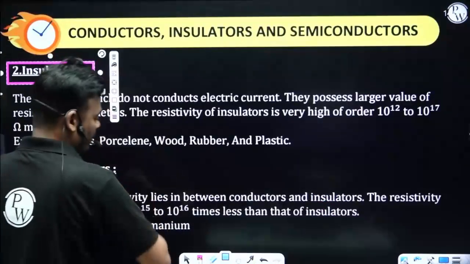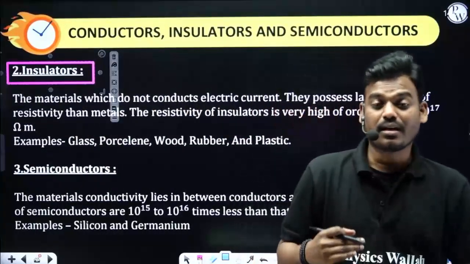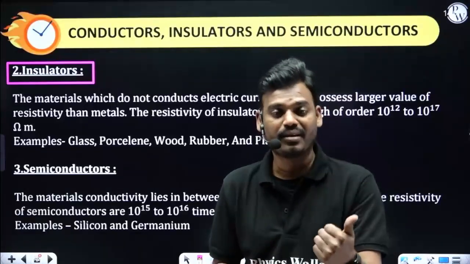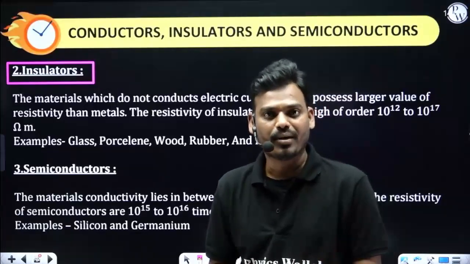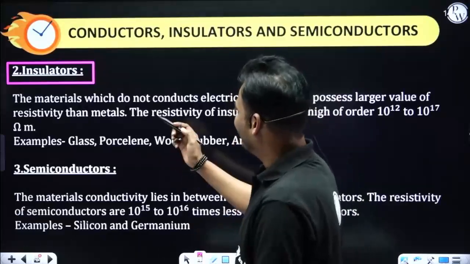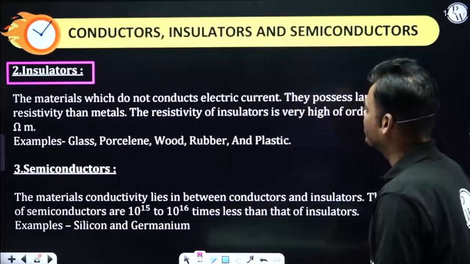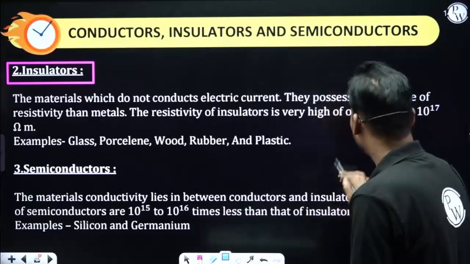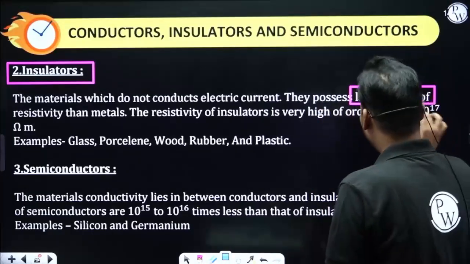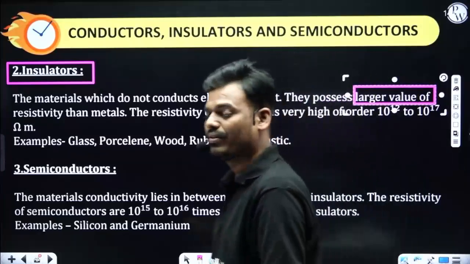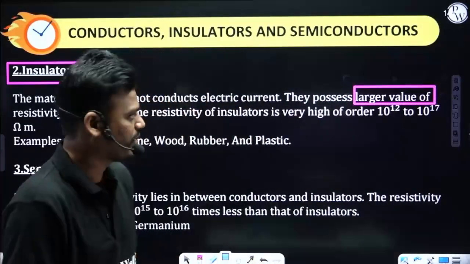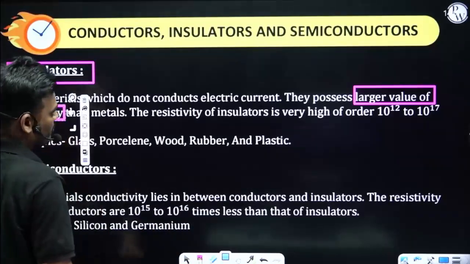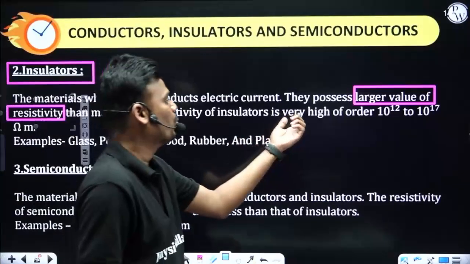Already I have discussed, the materials that do not conduct electric current are called insulators. Examples: rubber, wood, paper. The materials which do not conduct electric current possess large resistivity. Why don't they conduct electric current? They have the highest resistivity compared to metals. The resistivity of an insulator is very high.